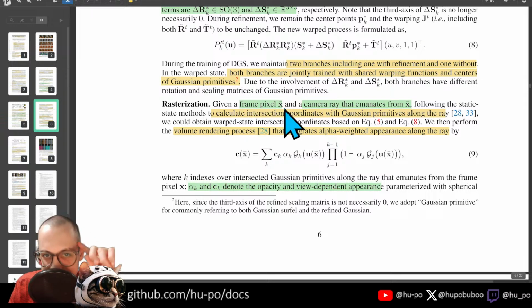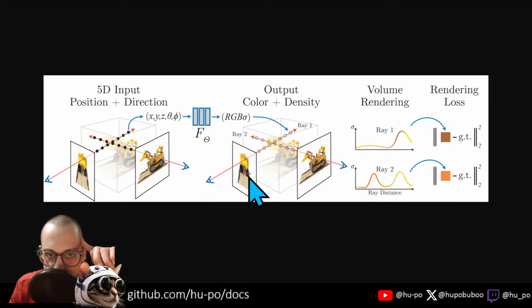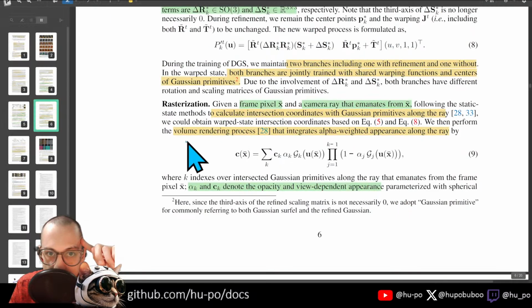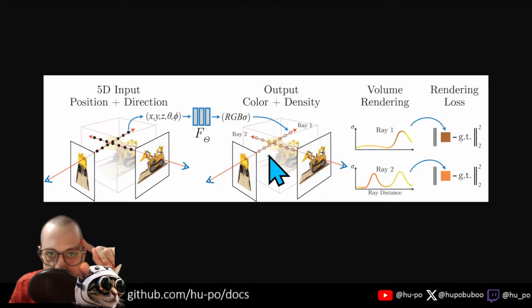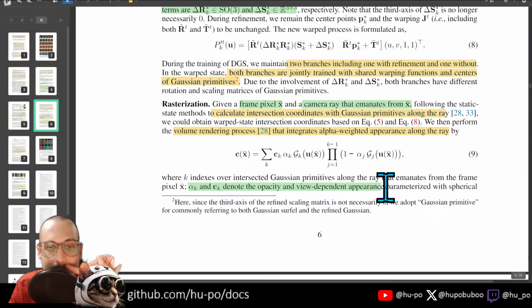Given a frame pixel X bar and a camera ray that emanates from X bar, so now you're thinking like a NeRF, right? You have your pixel X bar here in the 2-dimensional camera space, and you have some ray that goes through that. Volume rendering integrates alpha-weighted appearance along the ray, so very similar to a NeRF here, right? In this case, the density is kind of like the alpha. You're looking at all the Surfels that it intersects, and you're basically saying, okay, the final color of this pixel is going to be some alpha-blended combination of all the little Surfels it intersects. So it's very similar to a NeRF in that way.